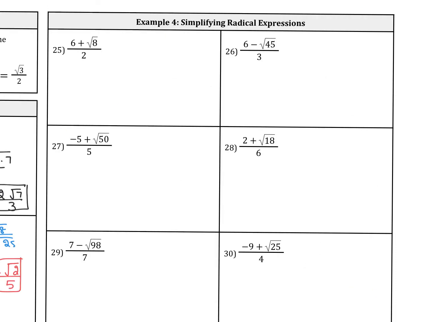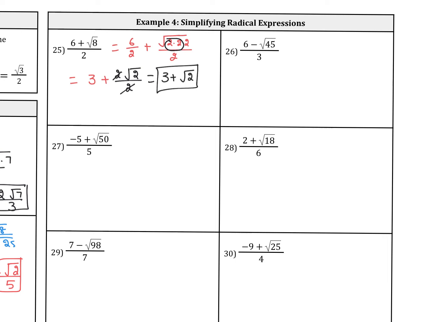For example 4, number 25, you're going to separate the 6 over 2 divided by square root 2 times 2 times 2 over 2. Square root of 8 is 2 times 2 times 2. 6 over 2 is 3. And for here, you're going to make a pair. So you get 2 outside and on the bottom is 2. So your answer is 3 square root 2.